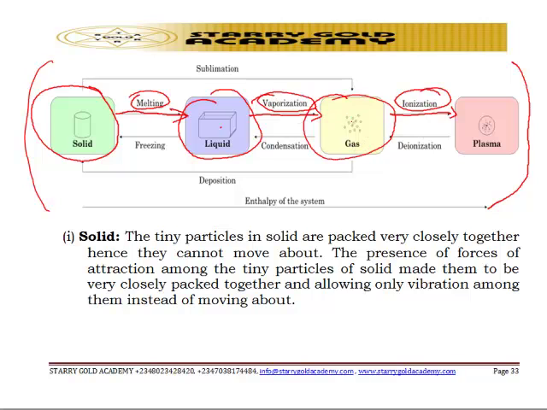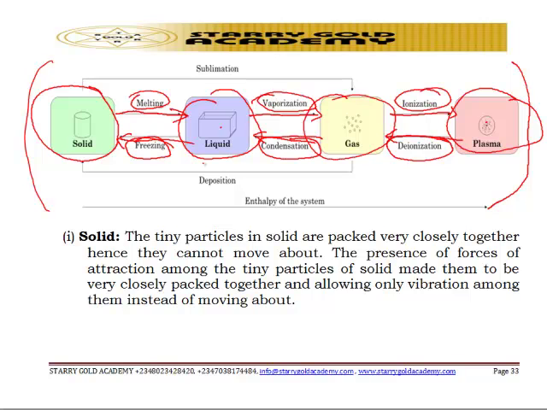Now, all these reactions can be reversible. When I convert my gas to plasma through ionization, my plasma can be converted back to my gas through deionization. What do I call it? Deionization. Now my gas can be converted back to my liquid through condensation. And my liquid can be converted to my solid through freezing.